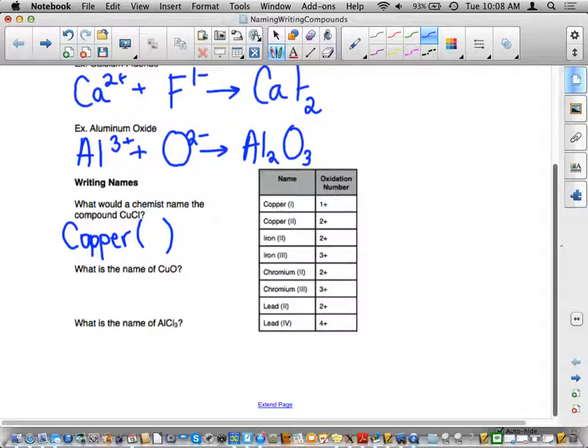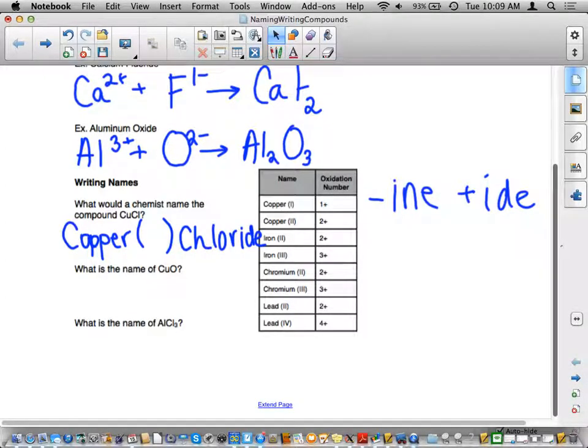So we have chlorine, and if it is a single element, we take off the ending, so the ending is INE, and we add an IDE. So instead of chlorine, we're going to say chloride. And go to the periodic table and find chlorine. Chlorine is found in group 7A, has a -1 charge. So to balance it out, copper has to have a +1 charge. So I put a Roman numeral 1 in the parentheses. So you have to make sure that you identify it as copper(I) chloride.